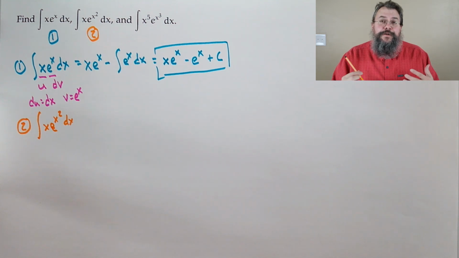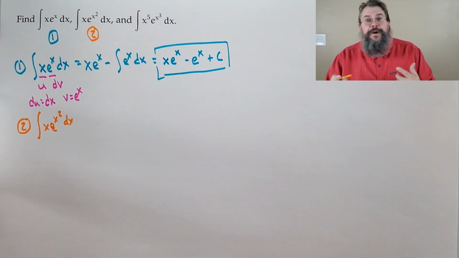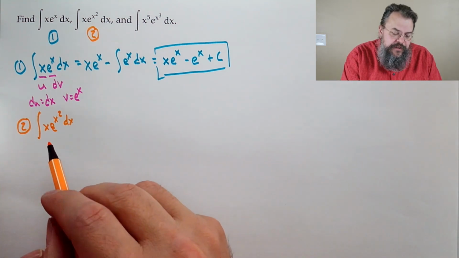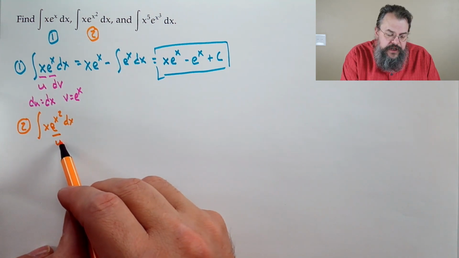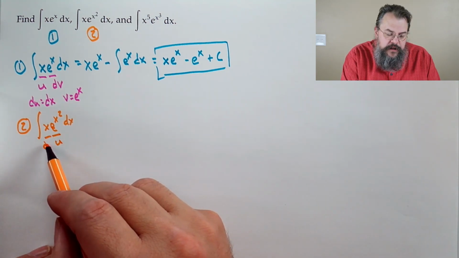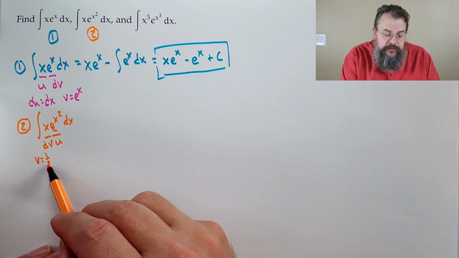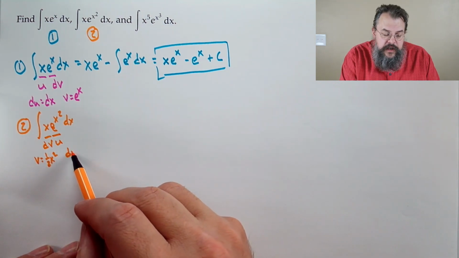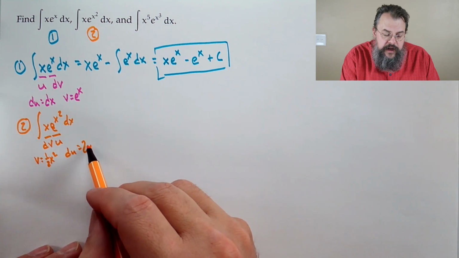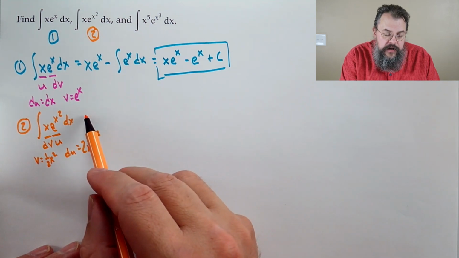would mean if we were to do parts, the only way we could do it is to make this the part that we differentiate, and this would have to be the other part, the part we'd integrate. So v would be a half x squared du. Well, that's not so hard. That's 2x e to the x squared.